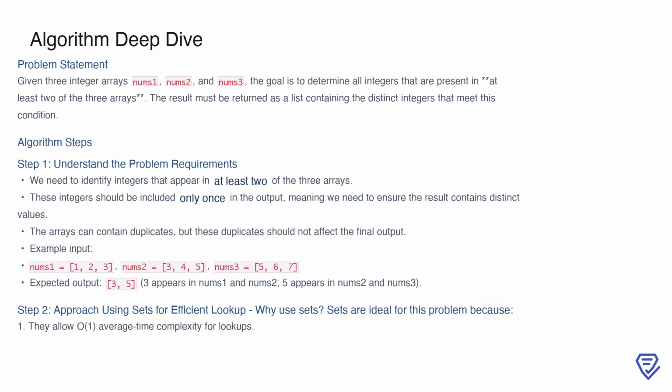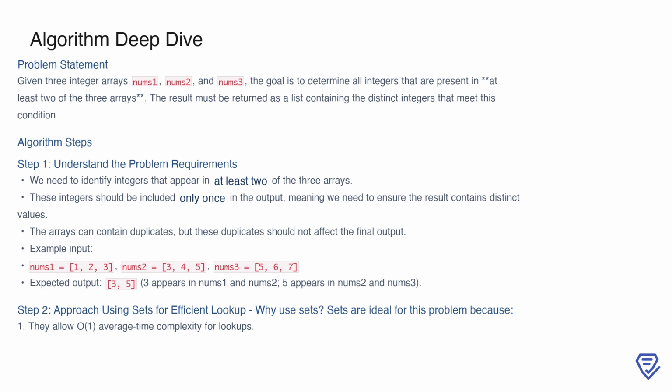The problem requires us to work with three arrays, nums1, nums2, and nums3. Our task is to identify all integers that appear in at least two of these arrays. Importantly, the result should only include distinct integers, meaning no duplicates, even if duplicates exist in the input arrays. For example, if nums1 contains 1, 2, 3, nums2 contains 3, 4, 5, and nums3 contains 5, 6, 7, the integers 3 and 5 meet the condition because 3 appears in nums1 and nums2, while 5 appears in nums2 and nums3. Therefore, the output would be 3, 5.